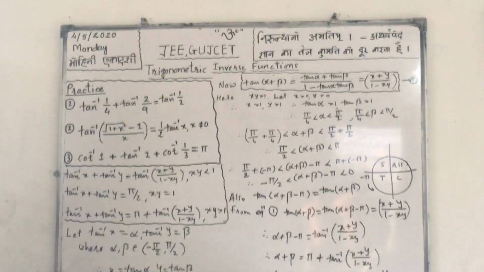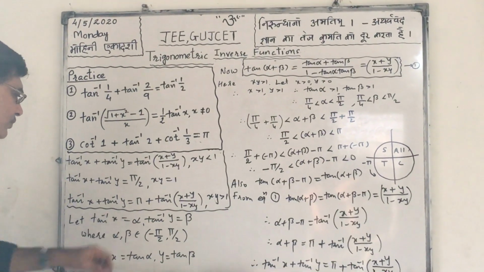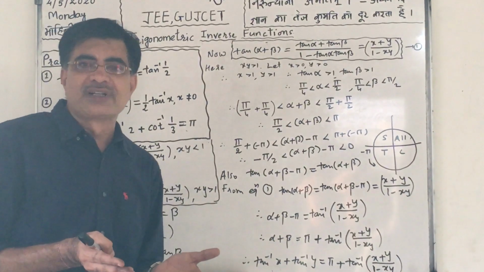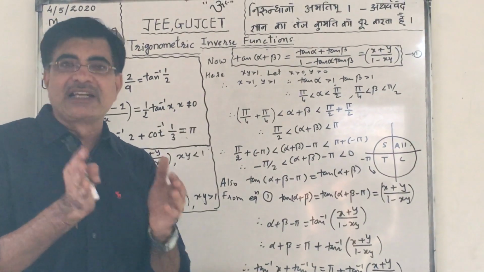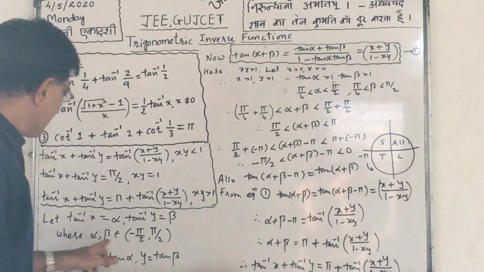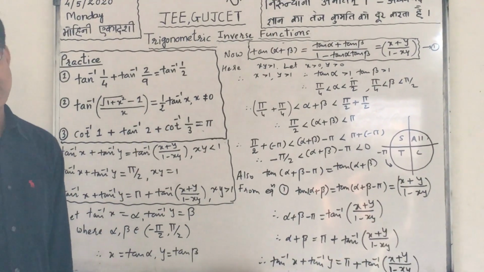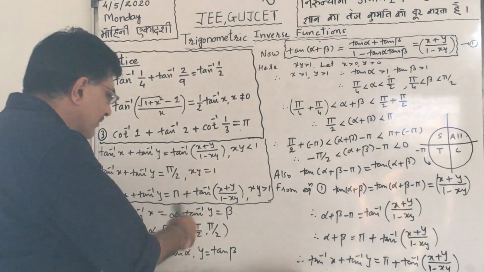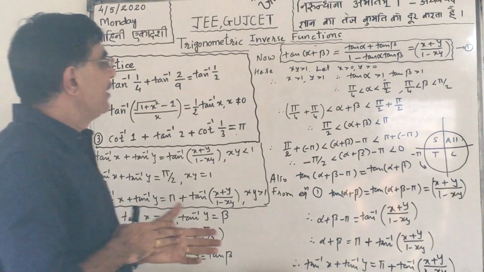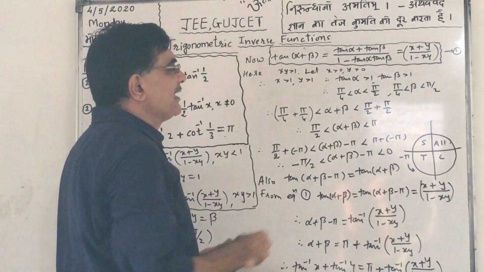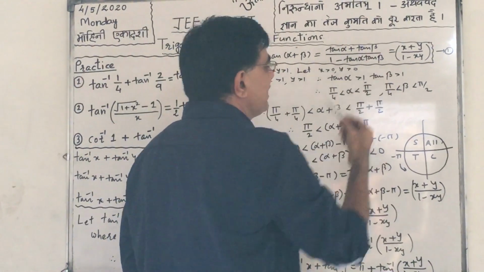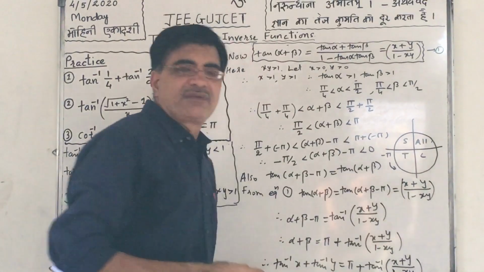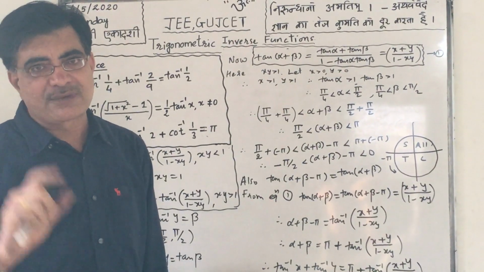Let us assume tan inverse x equals alpha, tan inverse y equals beta. We know that the range of tan inverse is the open interval minus pi by 2 to pi by 2. So alpha and beta both belong to the open interval minus pi by 2 to pi by 2. So x will be tan alpha, y will be tan beta. Now we know that tan of (alpha plus beta) equals (tan alpha plus tan beta) upon (1 minus tan alpha tan beta). But tan alpha equals x, tan beta equals y, so it will become (x plus y) upon (1 minus xy), result 1.